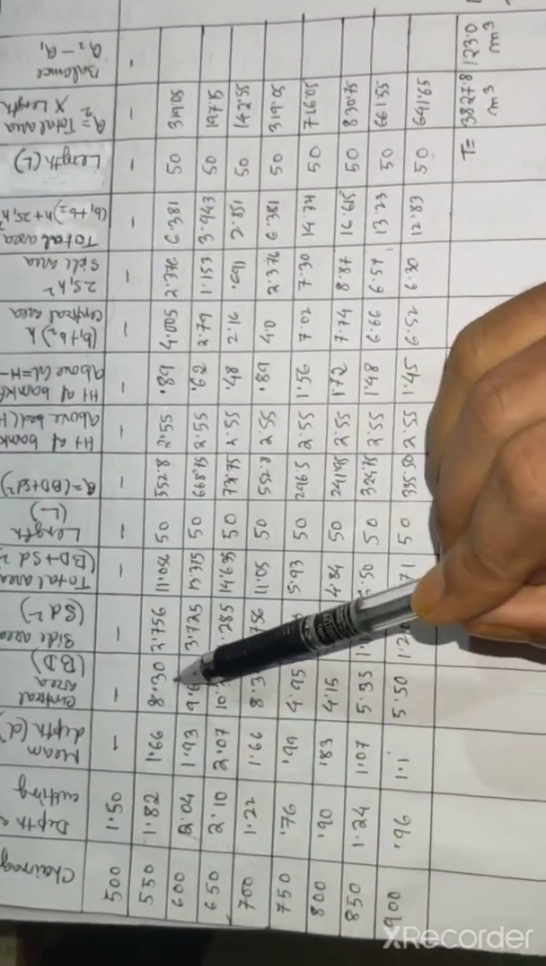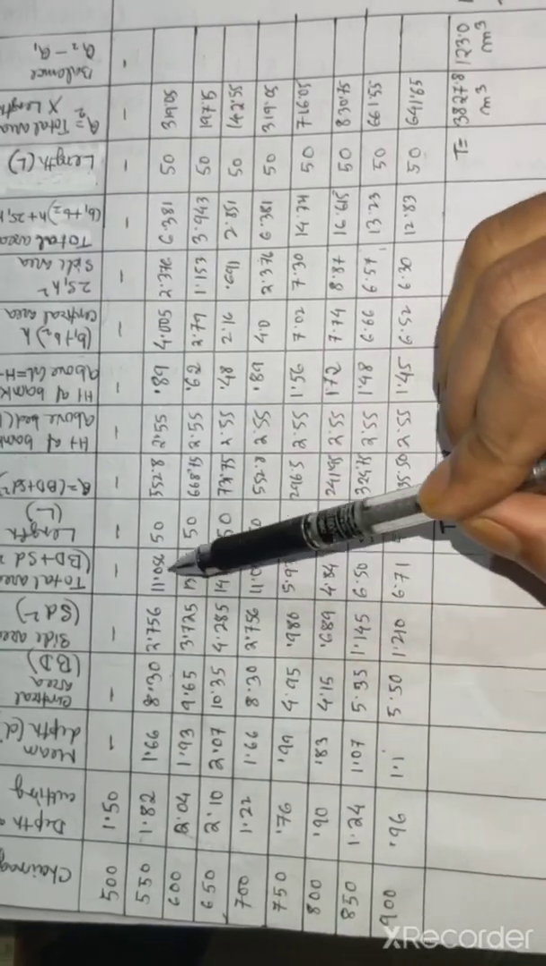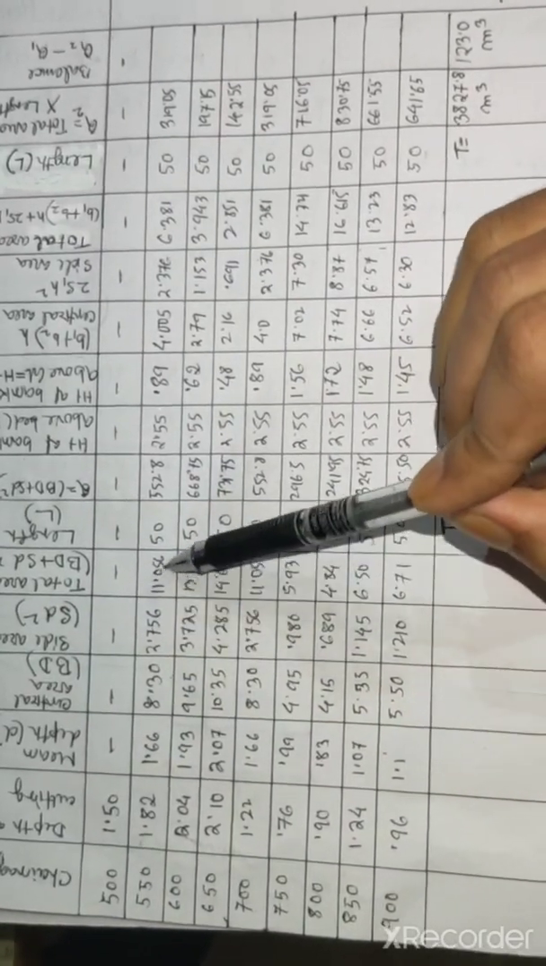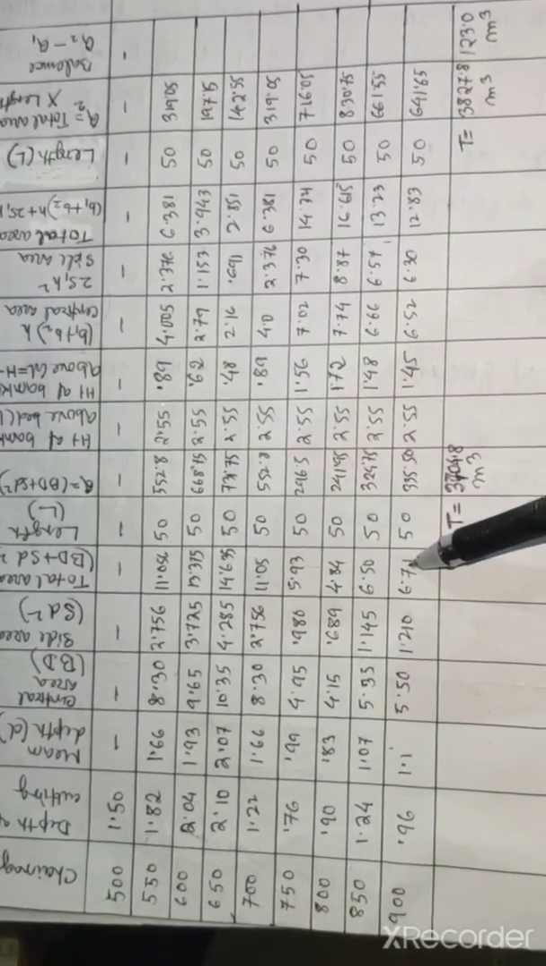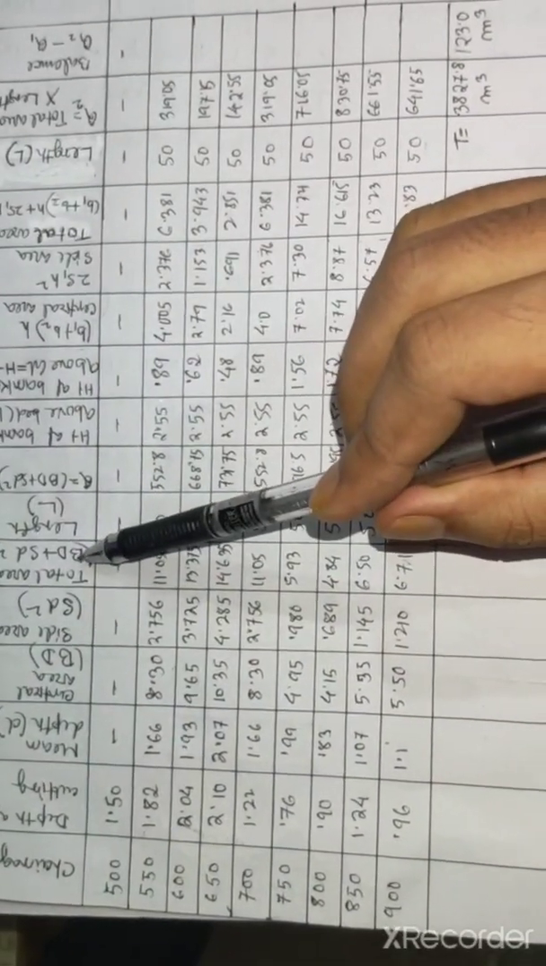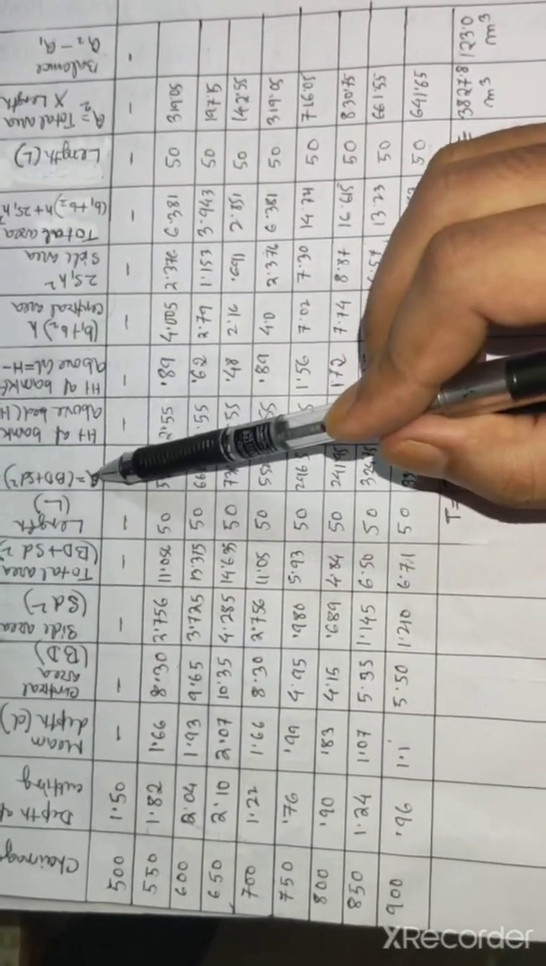Now BD we have got, SD square we have got. It's time to find out the total area. BD plus SD square is the total area. Now if we multiply the total area by length, then we'll get the quantity.